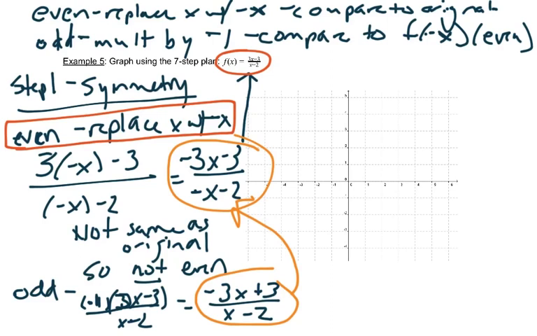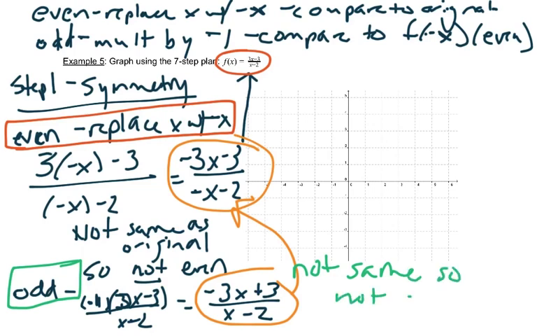And if these are the same, then it's odd. If they're not, then it's not. So these are not the same, so not odd. So that's step 1. So let me get some more room so we can move on to step 2.